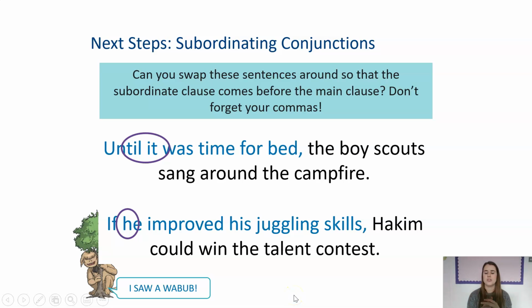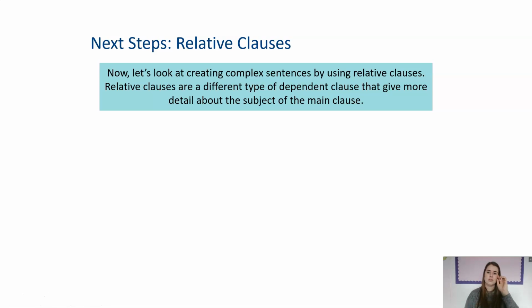Here, if he improved his juggling skills, Hakim could win the talent contest. Again, we've started with our subordinate conjunction, and I've got my comma in there as well. Okay? So let's look at creating some of those complex sentences using relative clauses.